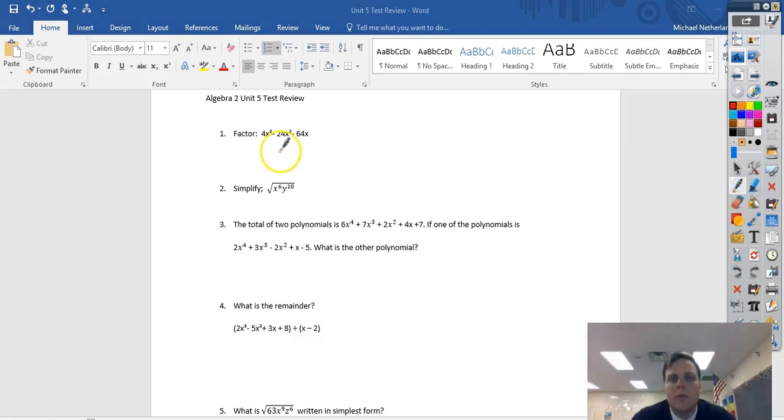Hey guys, I just want to take a moment to go over the problems on the Unit 5 review. Alright, you should have got it from the sub today. So, factor 4x cubed minus 24x squared minus 64x.